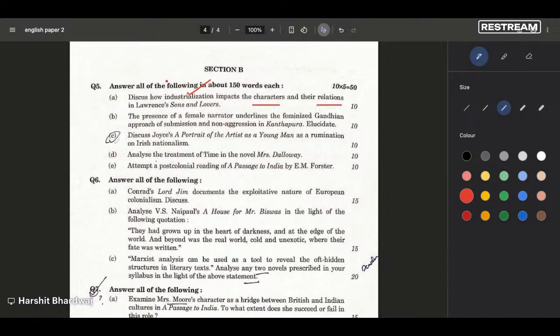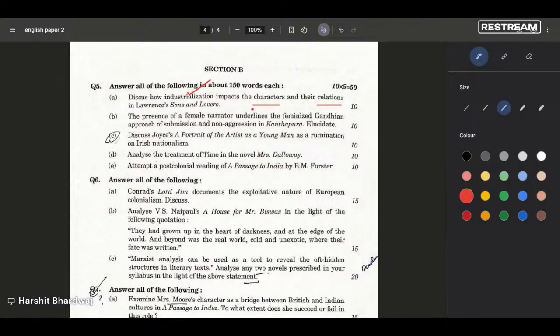In Sons and Lovers, the premise is the father of Paul is a miner, and so the entire household, the entire growing up, the entire ecosystem, the first couple of pages, in fact the first chapter, is presenting you the picture of industrialization and how the father being a miner impacted everything in the text. So this is a 150 marker, only 2 pages.